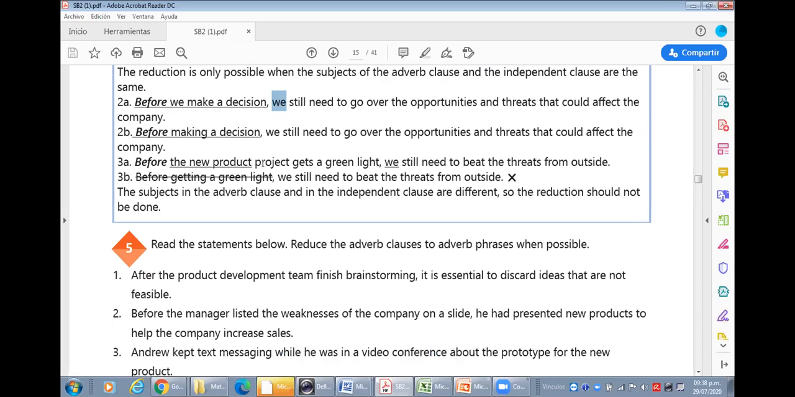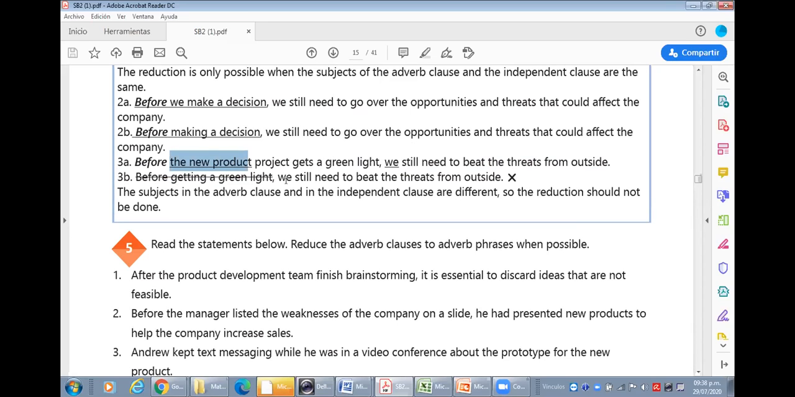Before the new product project gets a green light, we still need to get the threats from outside. Can we make the adverb reduction? No, because the subject is not the same. What is the subject? It's underlined right here. The new product is the subject. And what is the subject right here? We. Are they the same subject? Different. So, they are different.